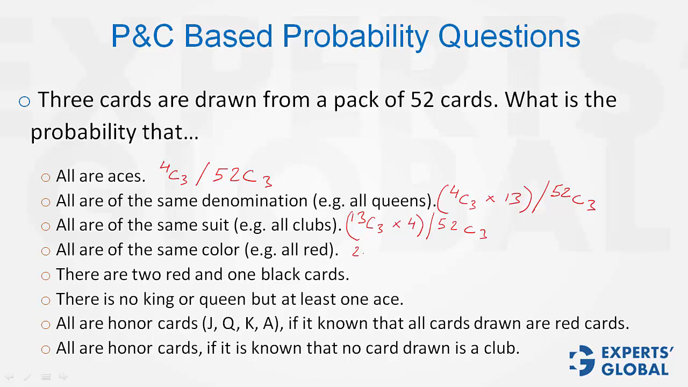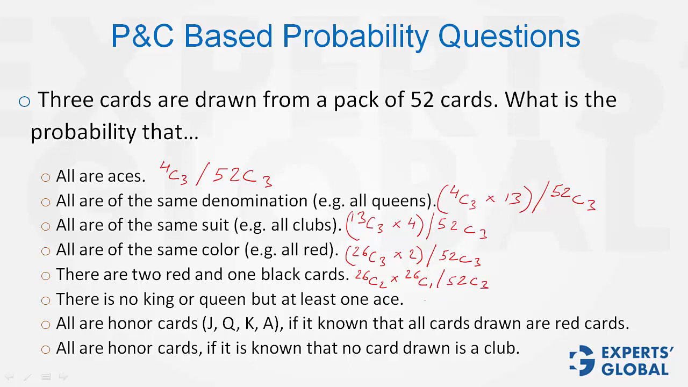For each color, there are 26 cards, 26 red cards and 26 black cards. So out of 26 cards, 3 can be chosen in 26C3 ways, and then there are 2 such possibilities, one for red cards and one for black cards. So total number of favorable cases is these, and total cases is 52C3. 2 red and 1 black, so out of 26 red cards, 2 are chosen, and out of 26 black, 1 is chosen upon total number of cases, which is 52C3.